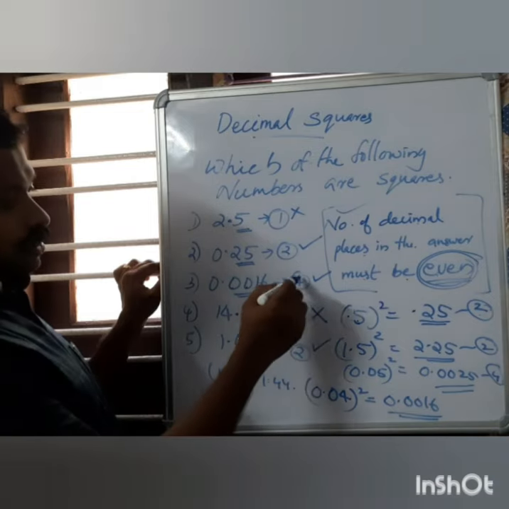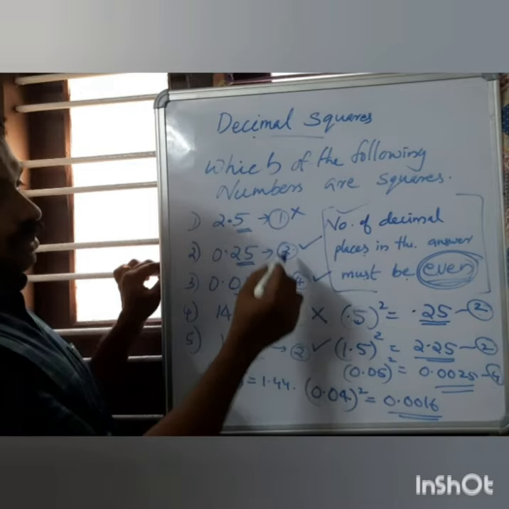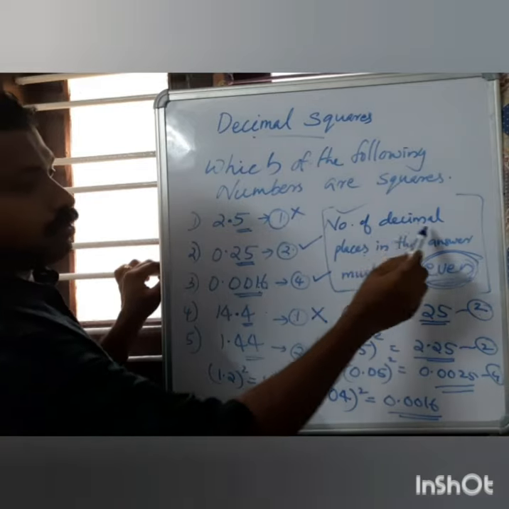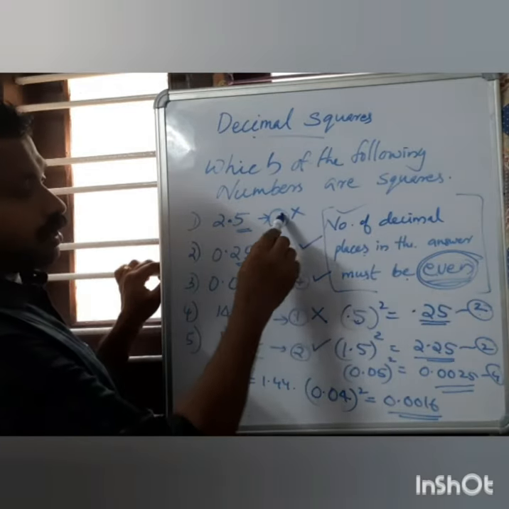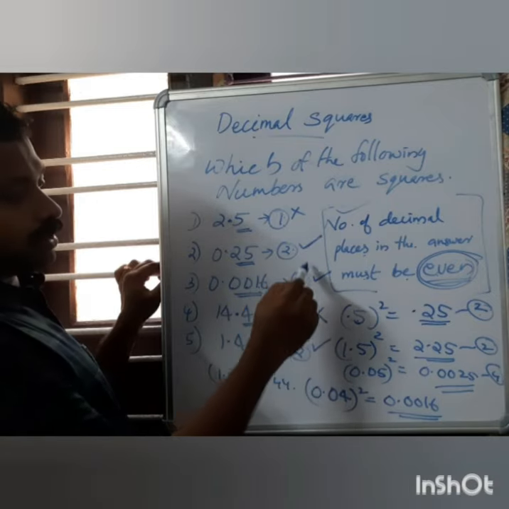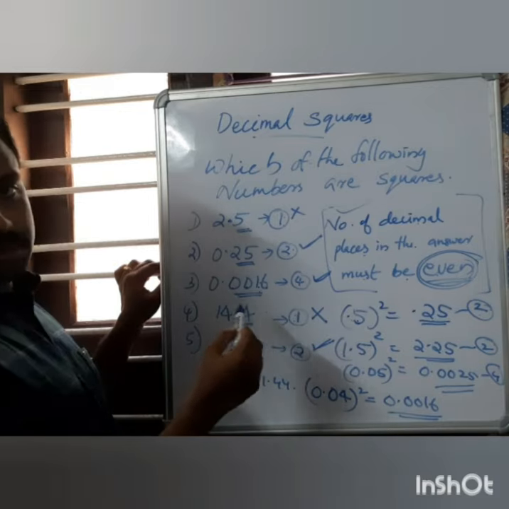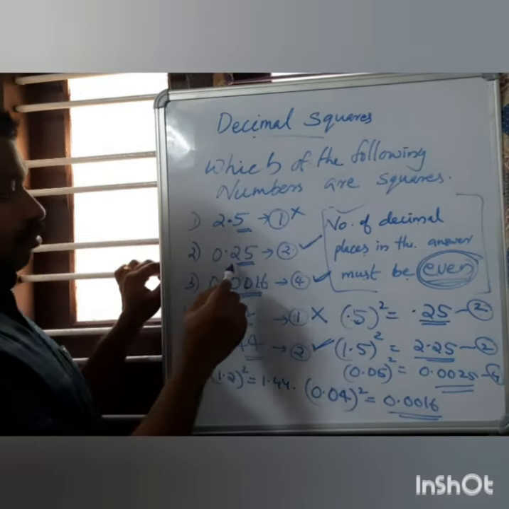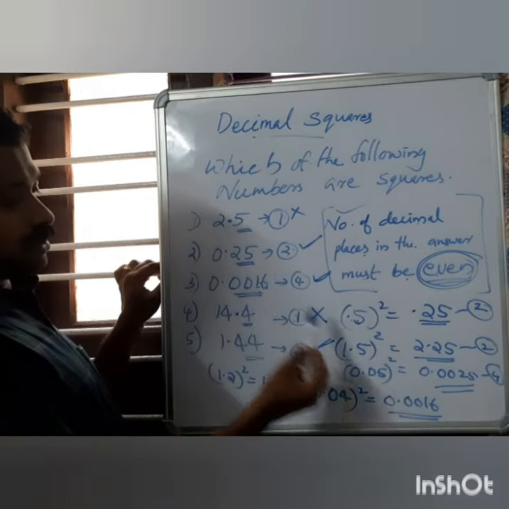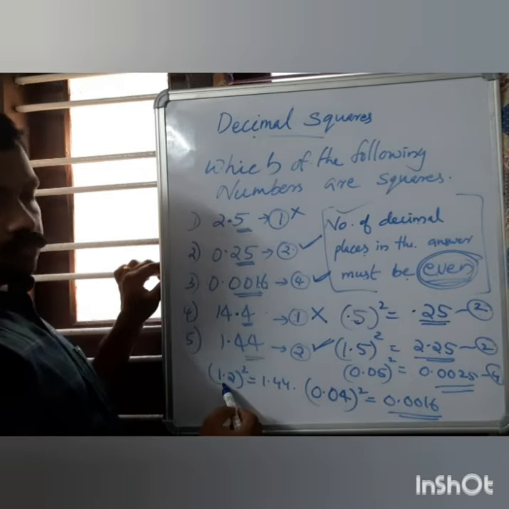So these 3 answers are correct, but the other 2 are not correct. They are not squares because the number of decimal places is odd here. Here it is only 1, here also 1, the odd numbers. So if the number of decimal places is even, we can say that it is the square of some other number. So 0.25 is the square of 0.5, 0.0016 is the square of 0.04, and 1.44 is the square of 1.2.